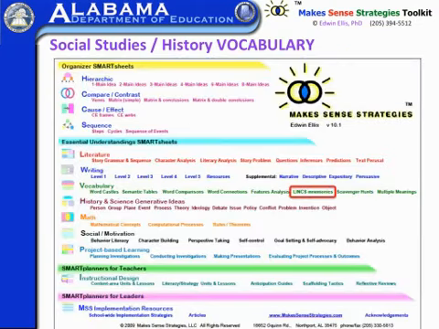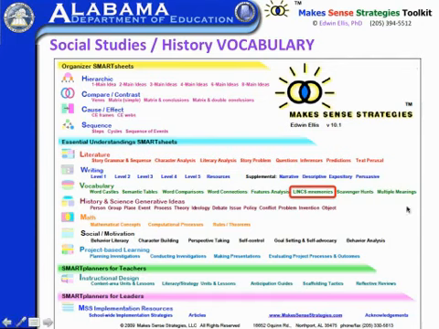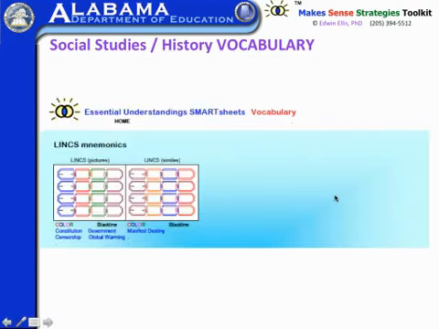So, another tool that you can use is called links mnemonics. Now, links is based on a memory technique called keyword mnemonics, and probably the easiest way to explain it is to show it to you. So if you click on links mnemonics, that will open up to this page, and there are a couple of different sheets that will open up.